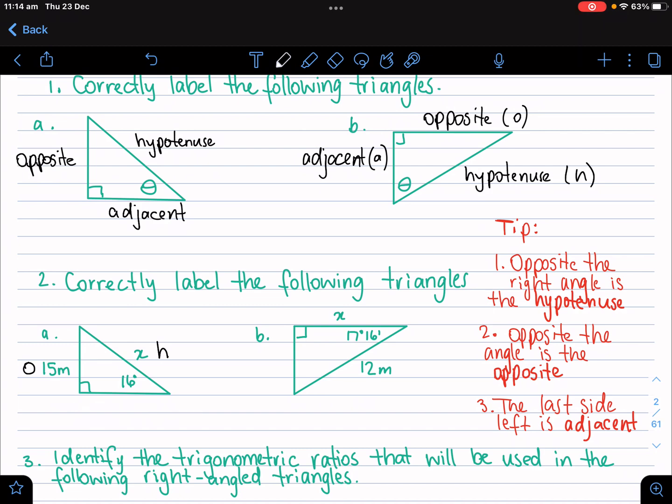Let's look through example B. Now with example B, we have opposite the right angle is hypotenuse. Opposite the angle is opposite, but there's nothing there. So I'm going to leave it. And the last side left is adjacent. So here we're using O and H and here we're using A and H. And all of that will start making sense as we go through.